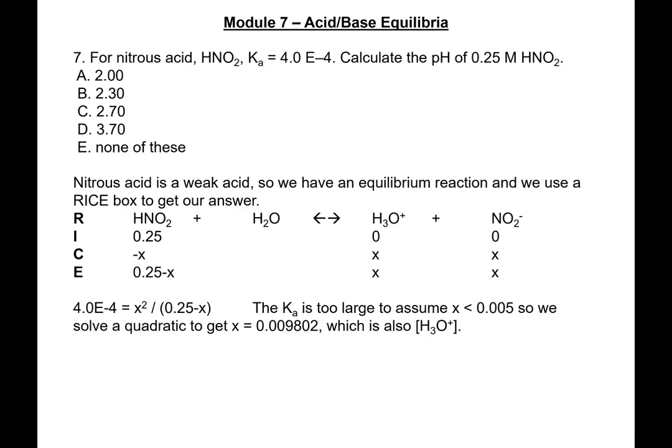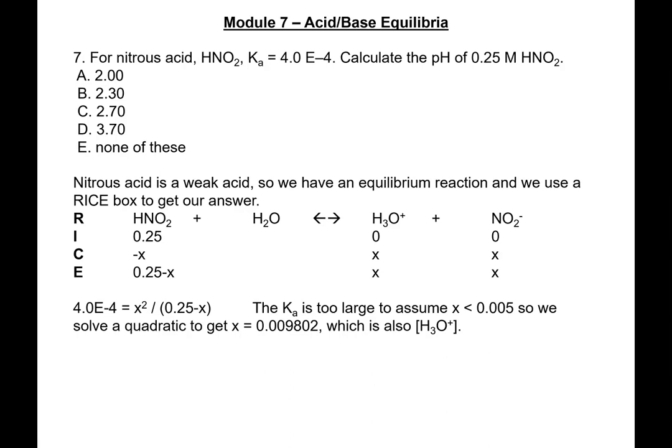We would make an assumption. We would solve for X. We would see that our assumption is either invalid or only just barely valid. Really, it's just going to be less time consuming to just go ahead and solve the quadratic. Yeah, it's a little bit of a pain, but we can solve the quadratic pretty easily. And we're going to get X is 0.009802. Now, that's X, but X represents H3O plus.